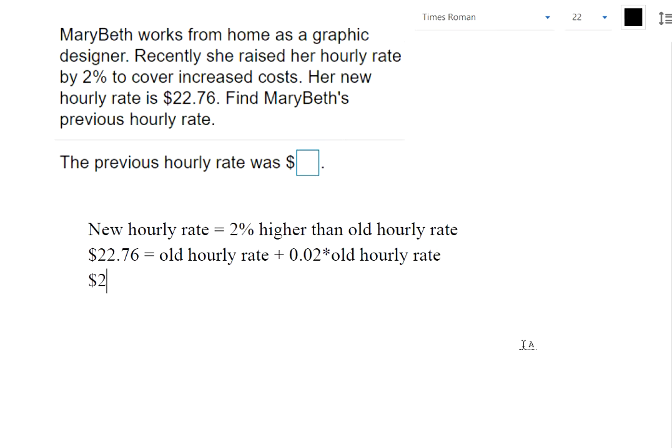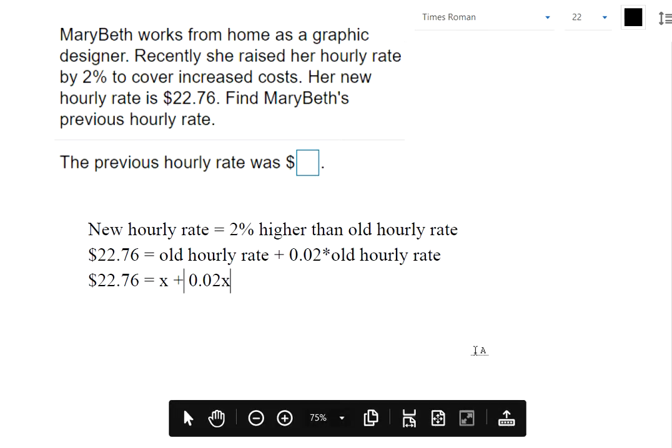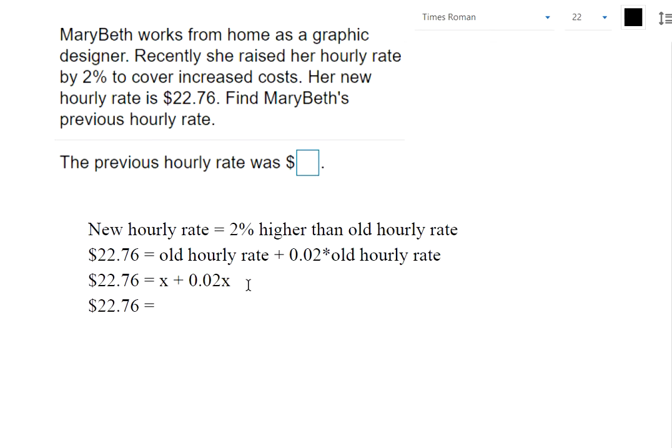But we can make that a little easier. The old hourly rate, let's just call that X. And so this is 0.02 times X, because X is the old hourly rate. Now we just have a quick little equation to solve. You've got X plus, this is like a 1X, right? If there's no number in front of it, you can just put a 1. So this is 1.02X, because you can add them together.